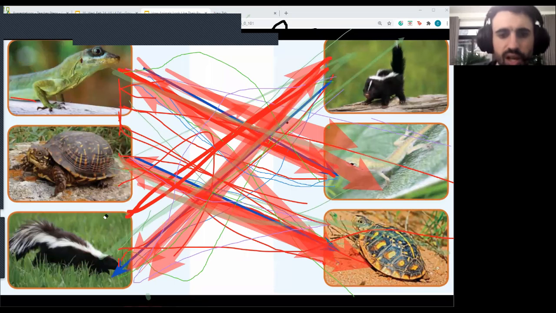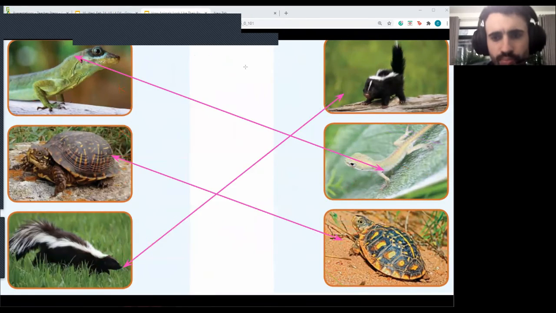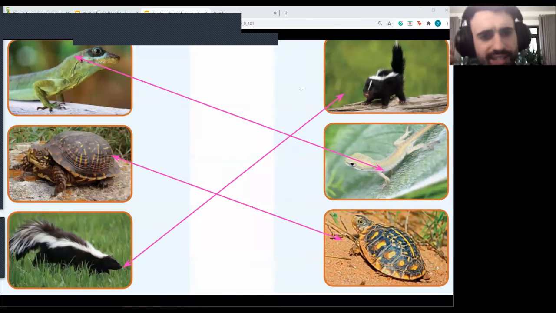Okay. Now, let me draw arrows where I think you connected them. So I see a lot of arrows going here, a lot of arrows going here, and then finally our turtle looks like you matched it to here. I'm going to clear all your drawings. Boom! Let's see if you got all these correct. They look correct to me.